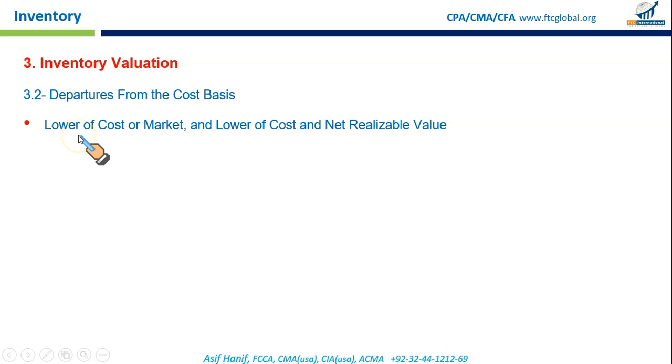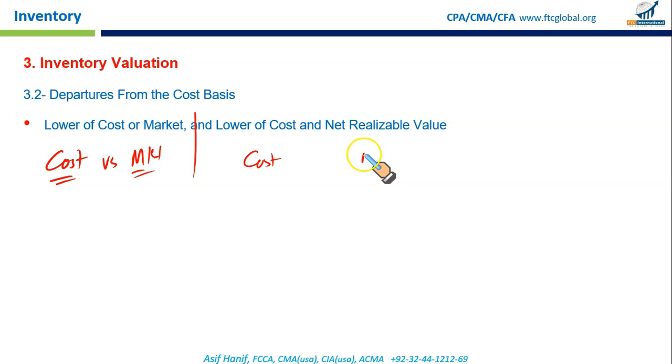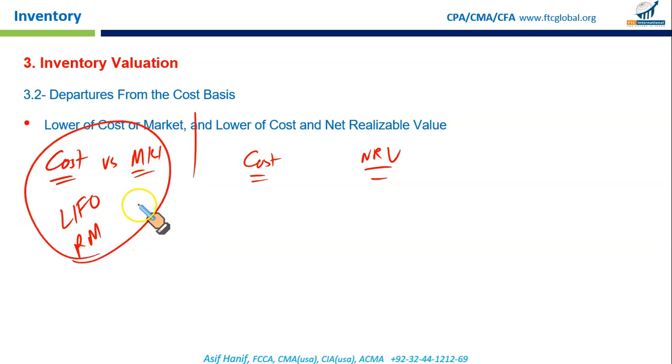There are two departures. We are going to discuss them in sufficient detail. One is the cost versus market price. Whichever is lower, we will consider cost or market price, whichever is lower. And second, cost versus NRV. Whichever of these is lower, we will take. So they apply on different situations. Okay, now let me tell you right now. In case of LIFO based cost or in case of the retail method, we apply cost versus market, whichever is lower.